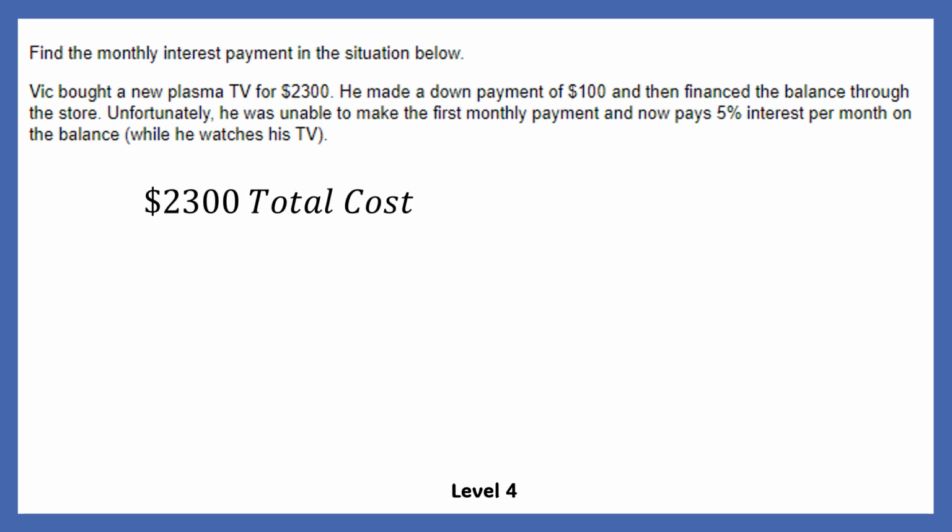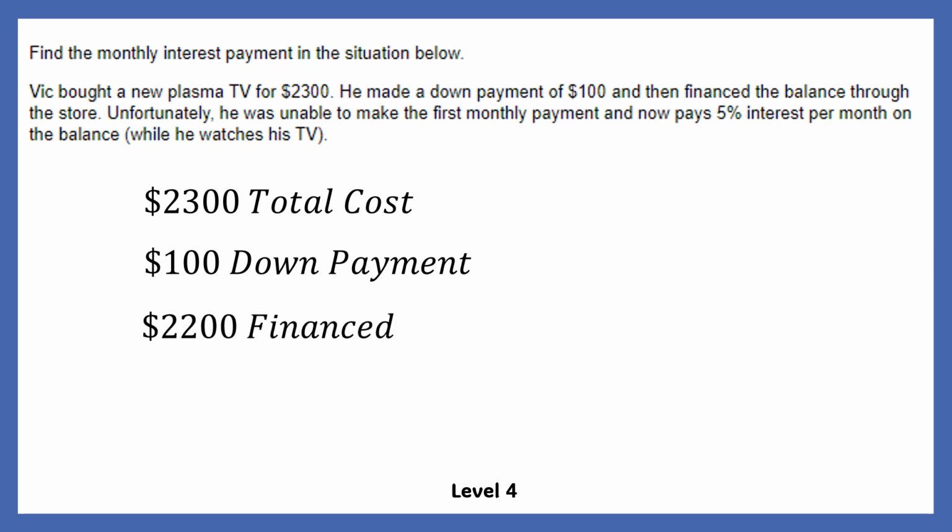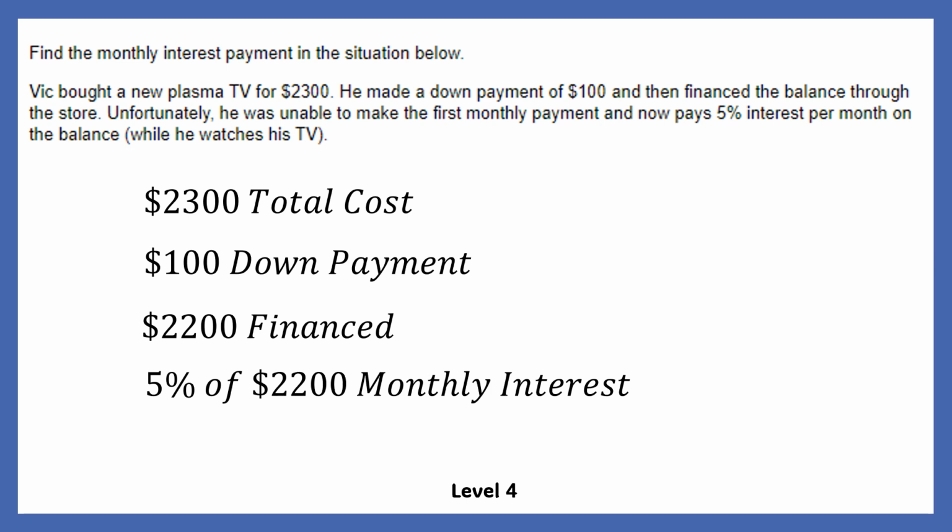So his upfront cost was $2,300. How much is he paying every month in interest? Well, we need to first account for the fact that he did pay $100 off, so he only financed $2,200. And 5% of that $2,200 is going to be his monthly interest, his finance charge. So he's paying $110 a month just in interest. So even if he pays $110 every month, after a year, he'll have paid quite a bit of money, but he'll still owe $2,200 because that's just the interest.